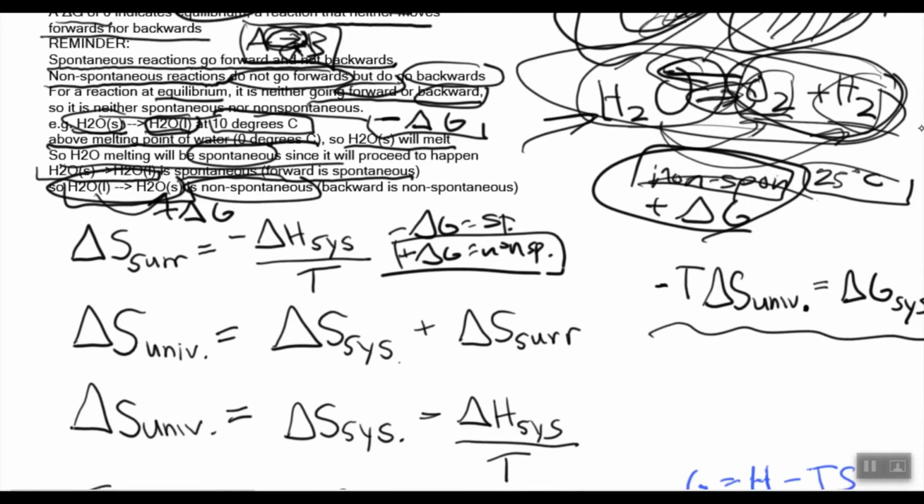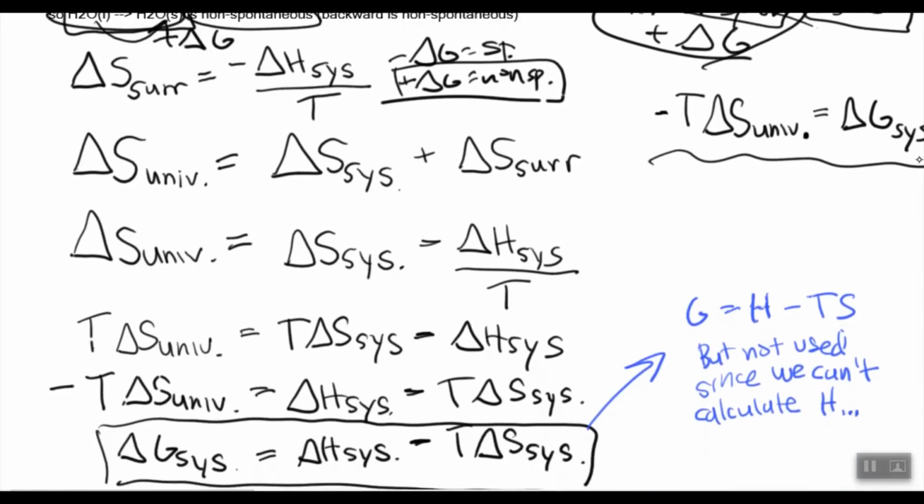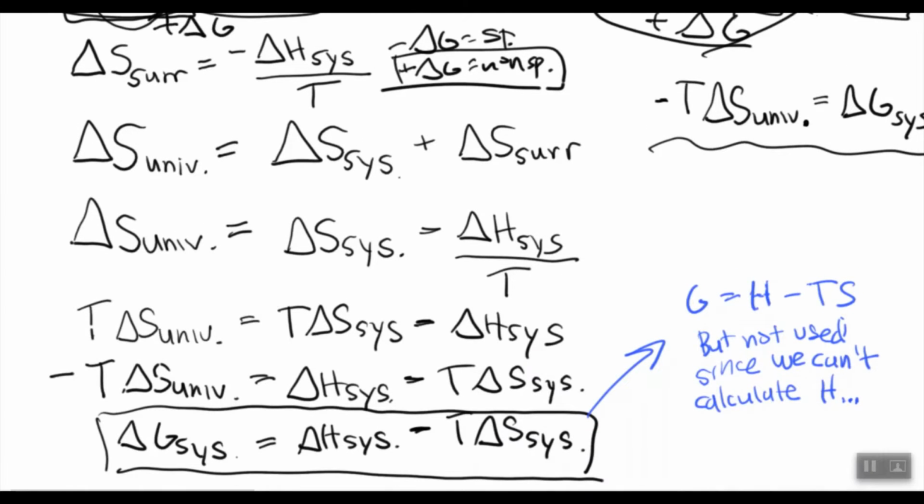So now let's go on to prove something very important that you will probably have to memorize. So we learned from the last video that the delta S of surroundings is equal to the negative delta H of system over temperature. So check out the last video if you want to know how that is derived, but if you don't care, let's move on.